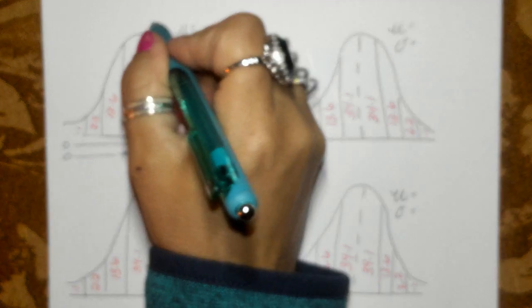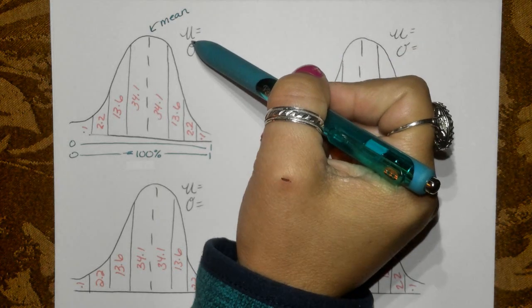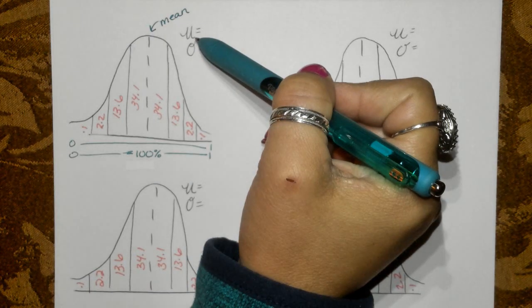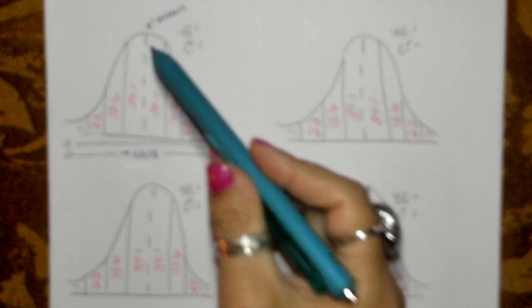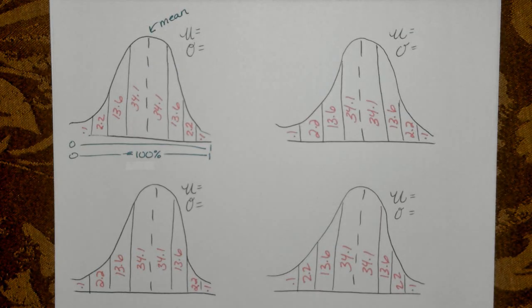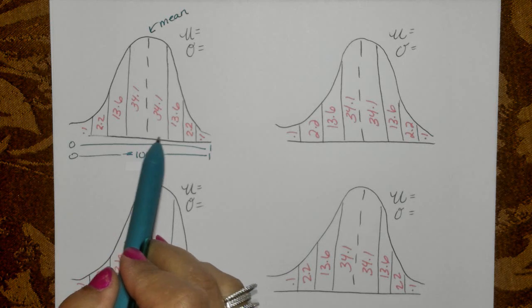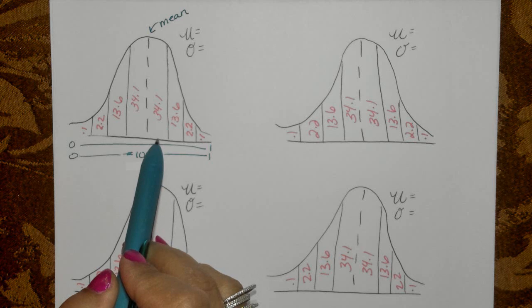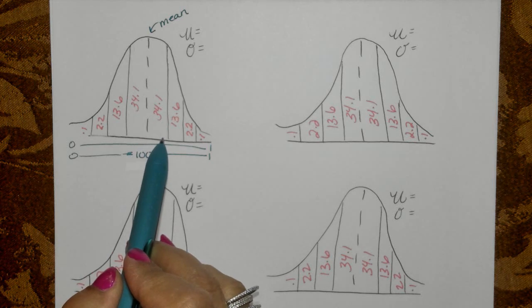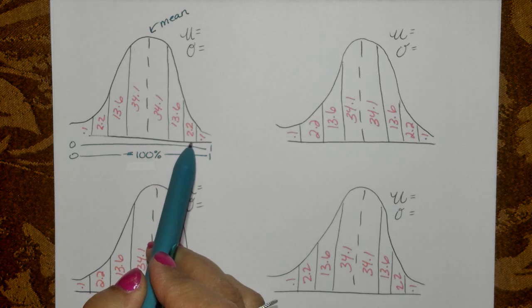This guy right here is your mean, and this is our symbol, a mu symbol. So this means the mean. The mean goes directly in the center of our curve. There are standard deviations, and every time you go to a new line, this interval is one standard deviation away from the mean. Okay? So this would be 1 standard deviation, this would be 2 standard deviations, this would be 3 standard deviations.